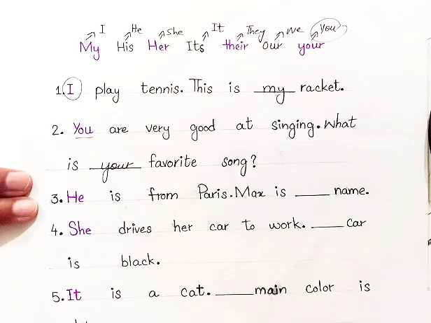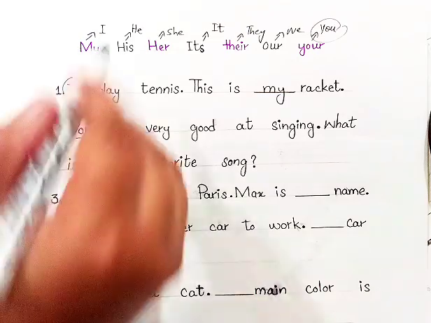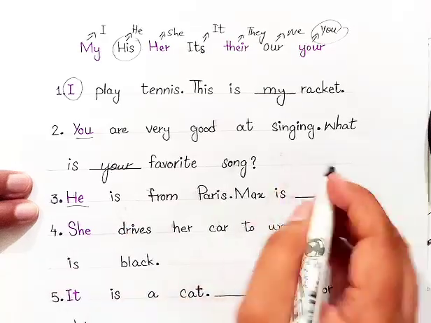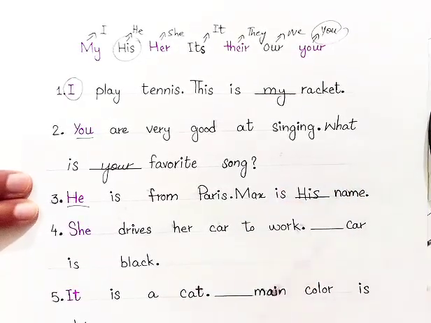Next one. He is from Paris. Max is blank name. He takes his. So he is from Paris. Max is his name.